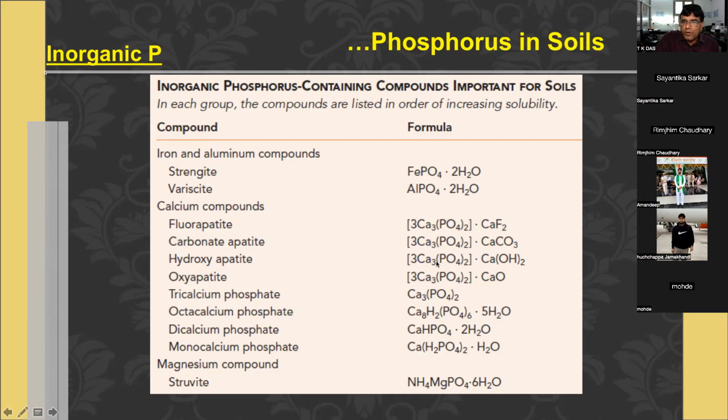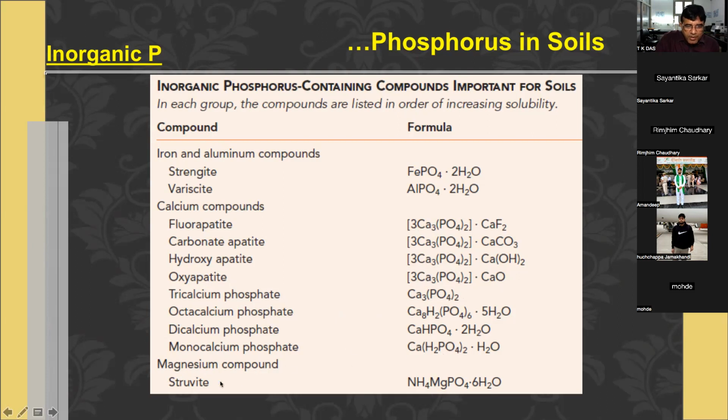So this is in the order of solubility. Calcium fluoride, this fluorapatite is most difficult to solubilize. And then in this order, solubility is increasing. Then oxyapatite, tricalcium phosphate, octacalcium phosphate, dicalcium phosphate, and monocalcium phosphate, and it goes on.